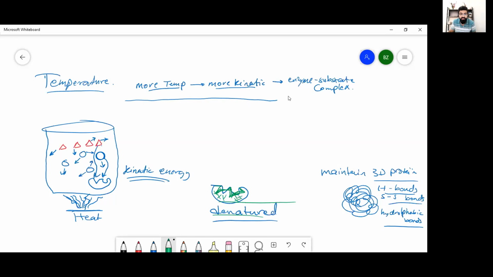So it increases the kinetic energy of molecules, but at the same moment it breaks down the structure of the enzyme. So how do we draw the graph? This is the optimum temperature, the best temperature, where the kinetic energy is best for the enzymes to work. But after the optimum temperature, the enzyme is denatured.